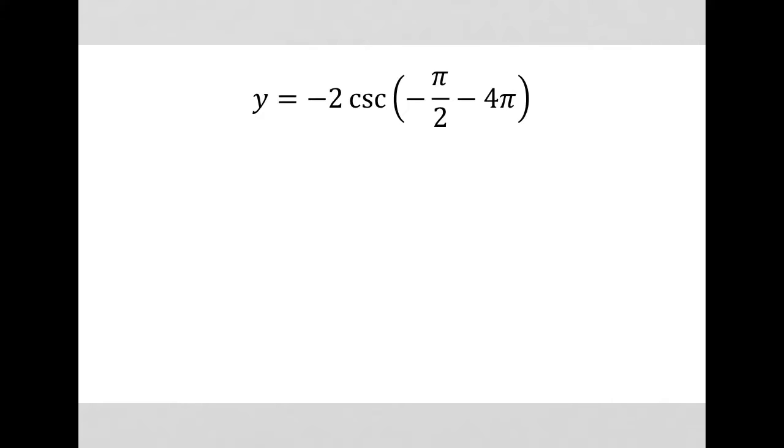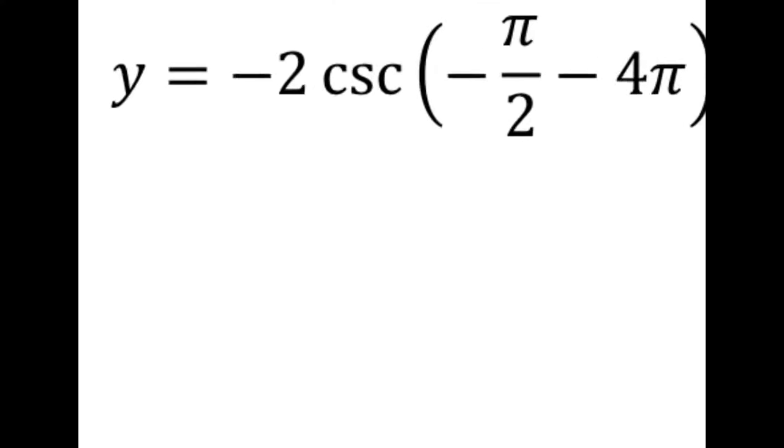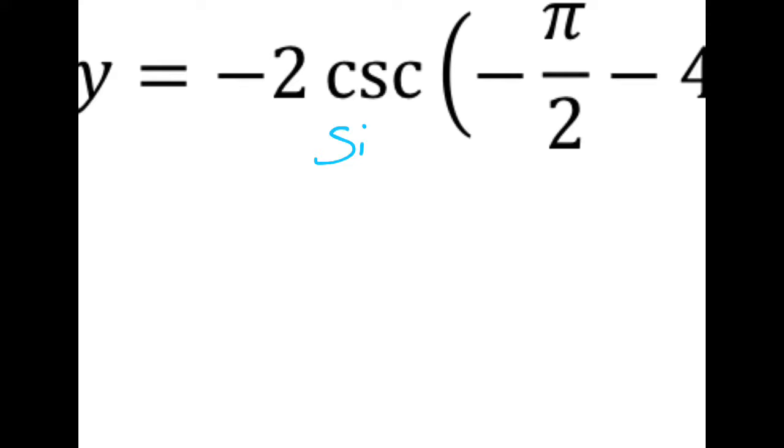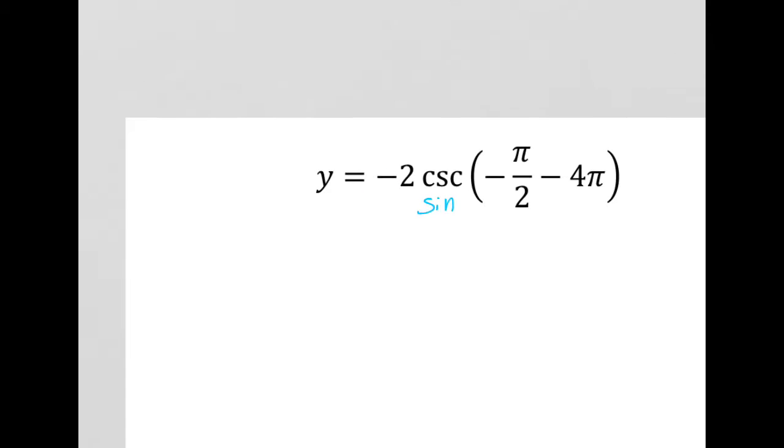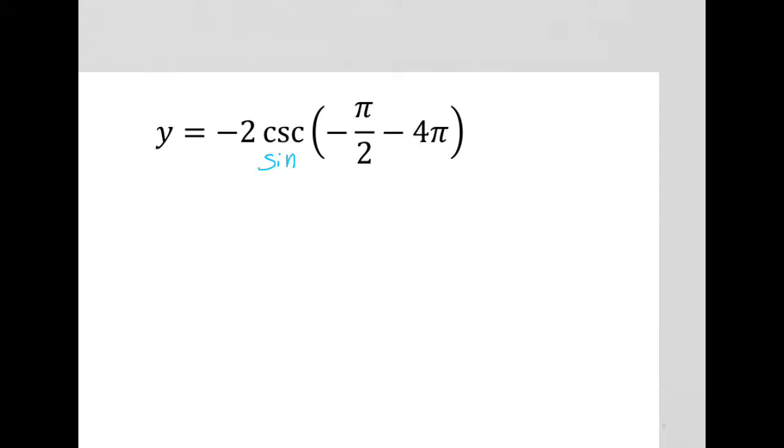So let's go ahead and graph this function now. Cosecant is the reciprocal of sine. So let's graph this as if it were a sine graph, and then all we have to do is flip it. So let's think about what we need to do.